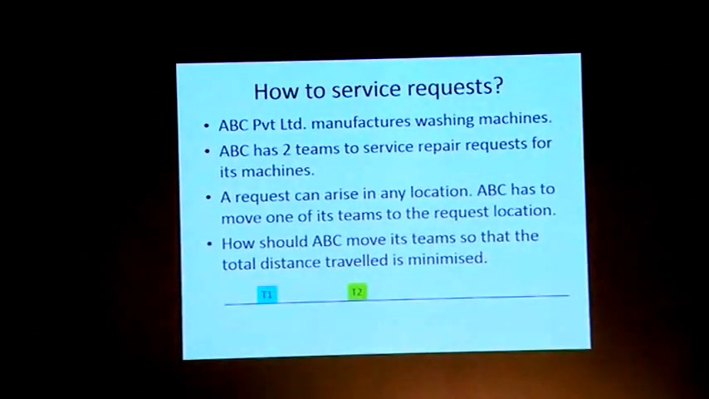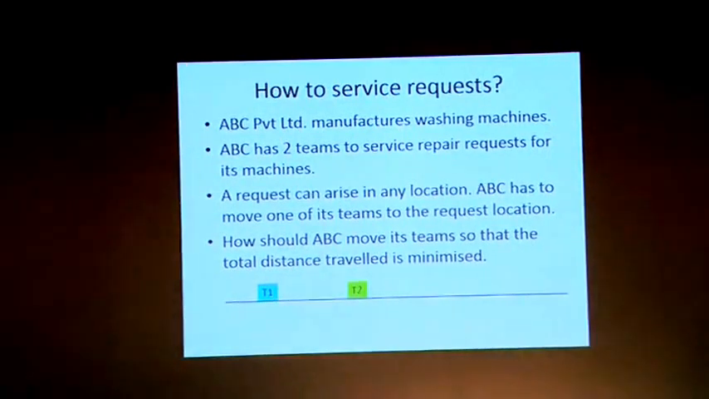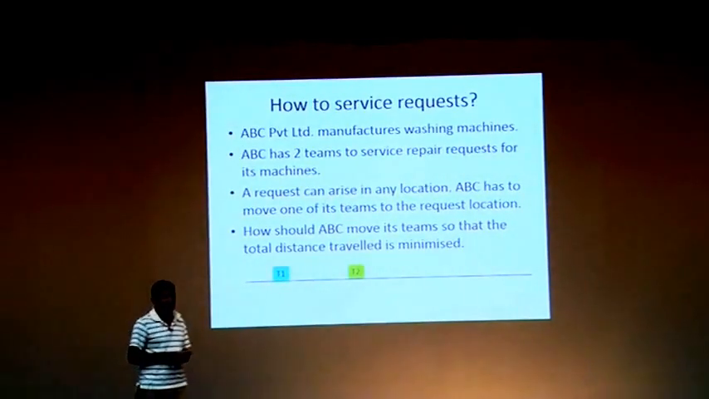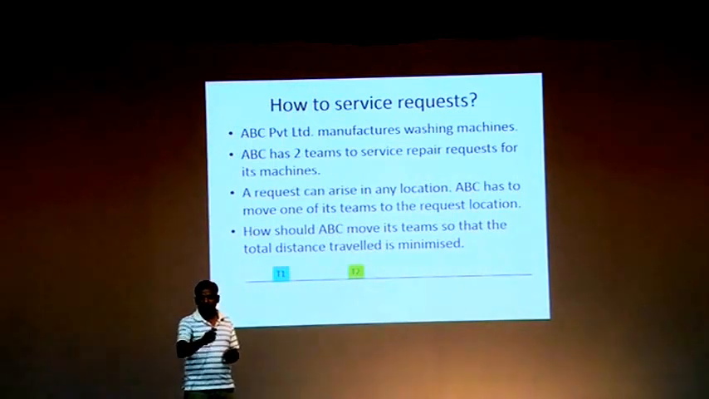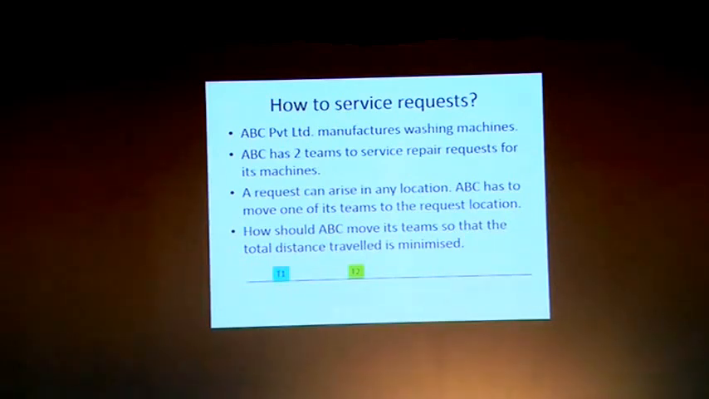So suppose you are a company which makes washing machines. And your washing machines are bought by people around the country. You have, let's say, 2 service teams, and their task is to service maintenance requests that arise. So a washing machine breaks down, and then you as a company have to send some repairman or a service team to attend to that request. So ABC is the name of the company, and it has 2 teams. Let's call them T1 and T2.